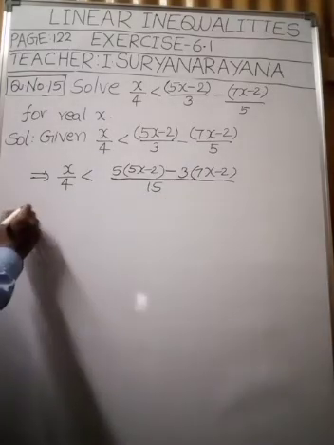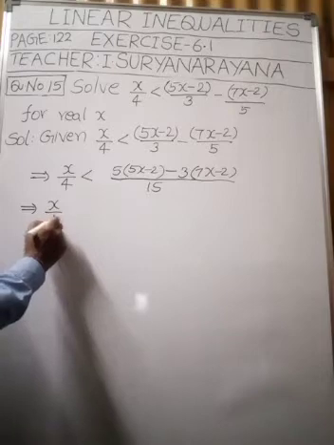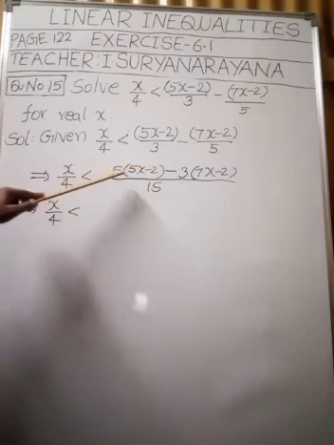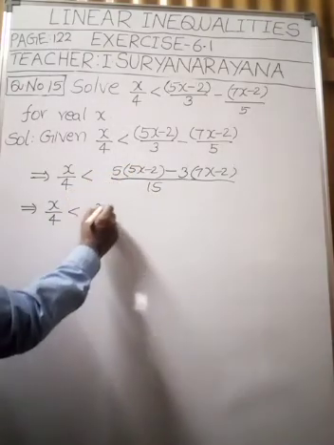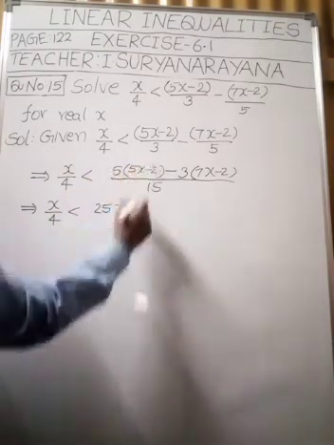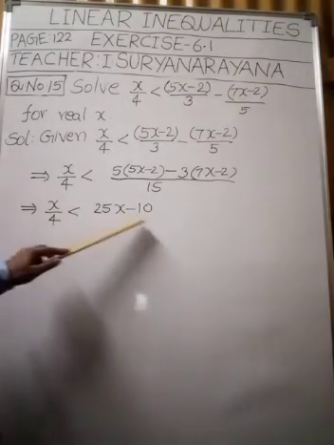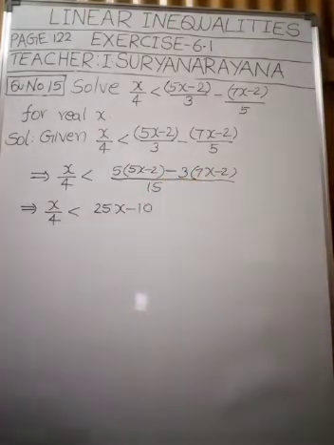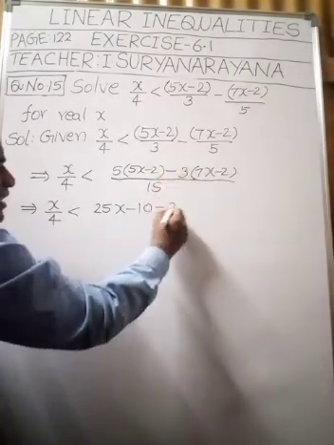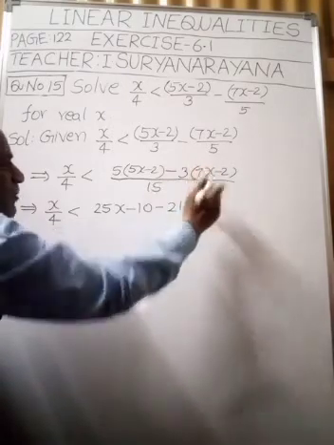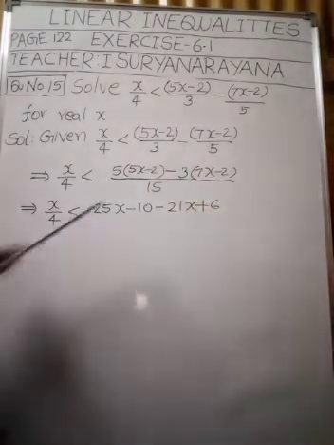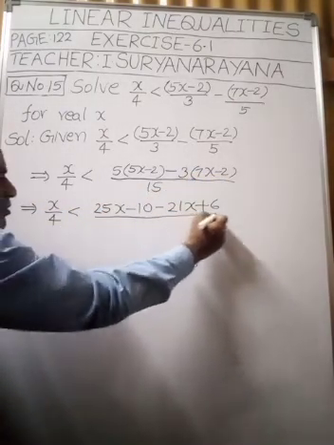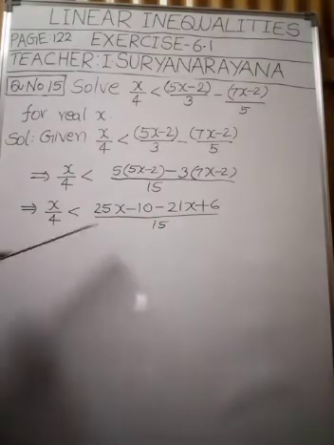Right. This implies x by 4 less than, let us simplify the numerator. 5 distributive property. 5 into 5x, 25x minus 5 into 2, 10. Understood this two terms, my children? Right. Again we use distributive property. Minus 3 into 7, minus 21x minus 3 into minus 2 plus 6. Understood these two terms, my children? Right. Whole divided by 15. Understood this step, my children?